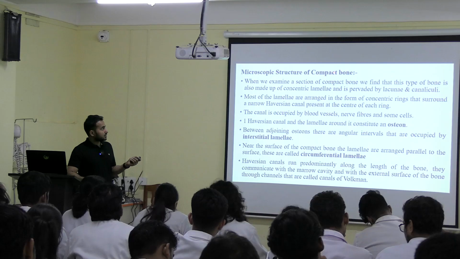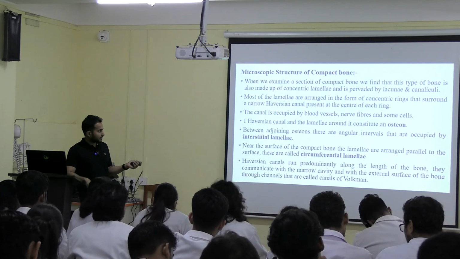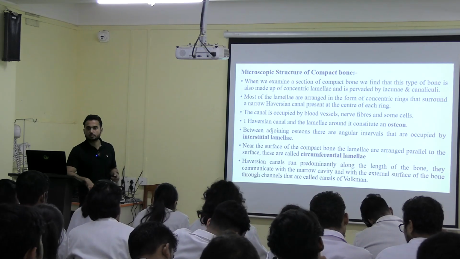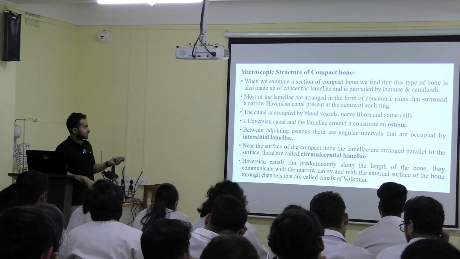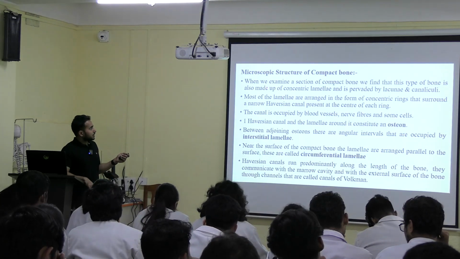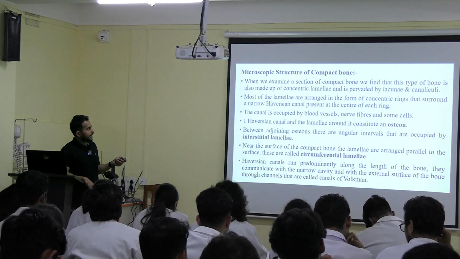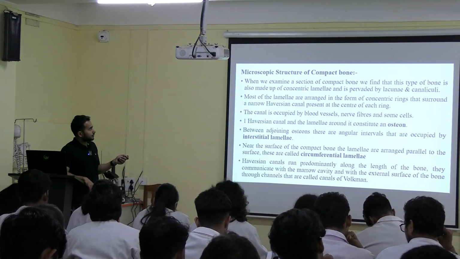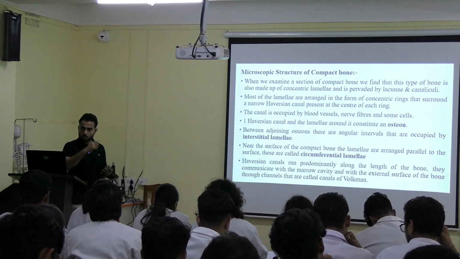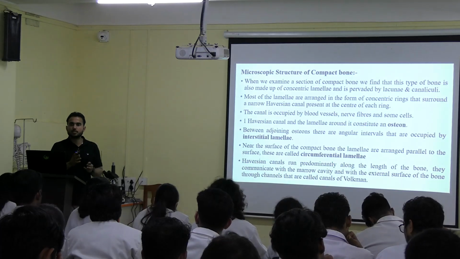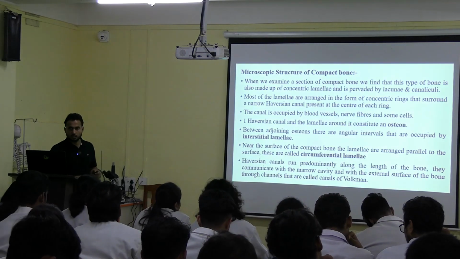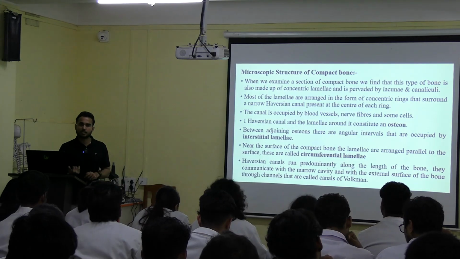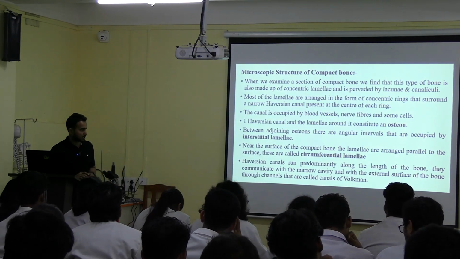Now, the microscopic structure of compact bone. We have already discussed it, but a few things need to be identified, which is why we are discussing it. When we examine compact bone, we find that this type of bone is made up of concentric lamellae. I have shown you the concentric lamellae. In between the lamellae, the spaces are called lacunae and canaliculi. What is in the lacunae and canaliculi, we have already discussed.